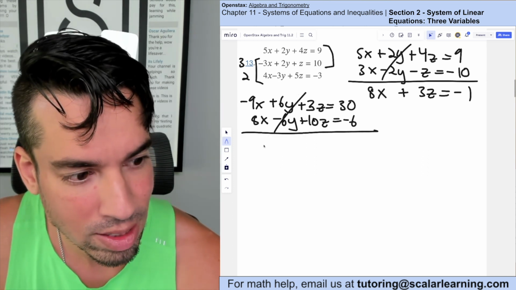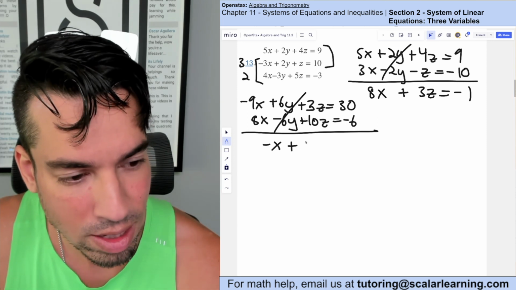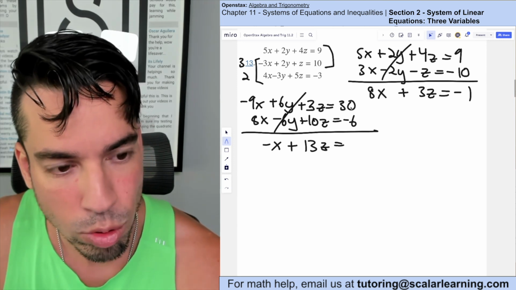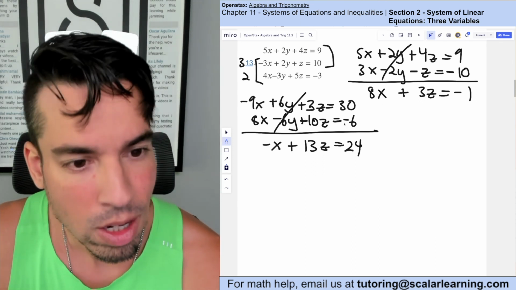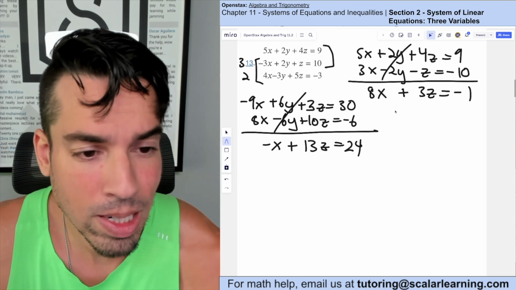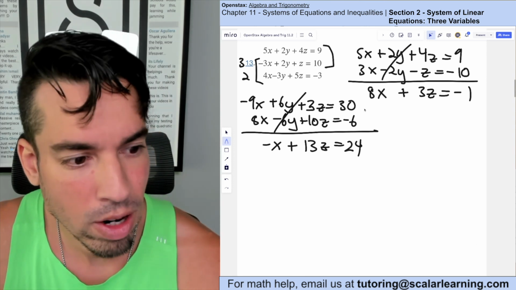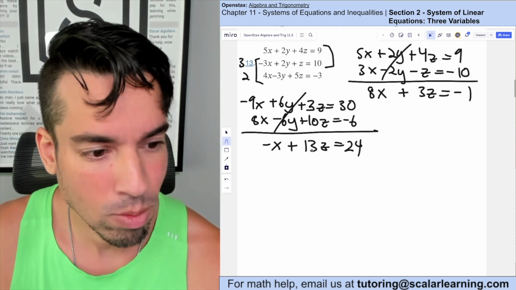Negative 9 plus 8 is negative x. 3z plus 10z is 13z equal to 30 minus 6 is 24. Now we've got two awesome equations, and now we can use either elimination or substitution to solve for either x or y. Let's go with elimination, and we're going to solve for z.